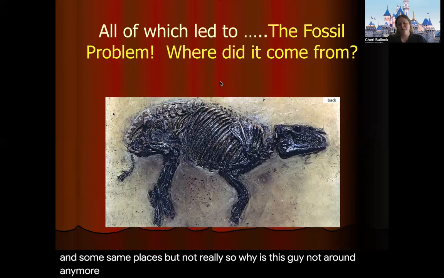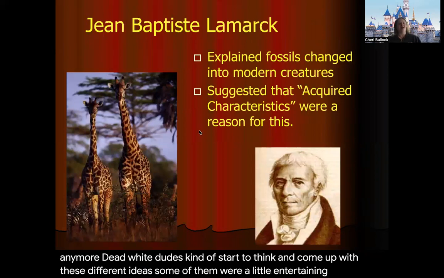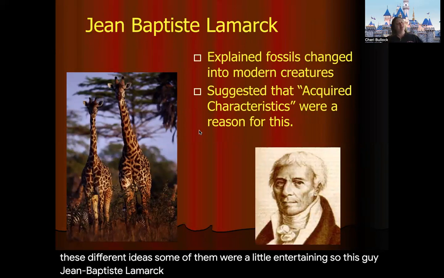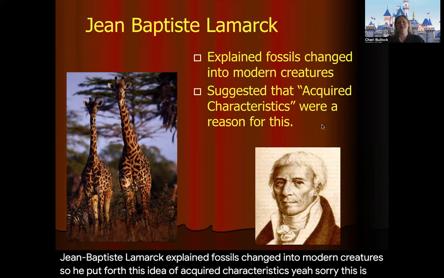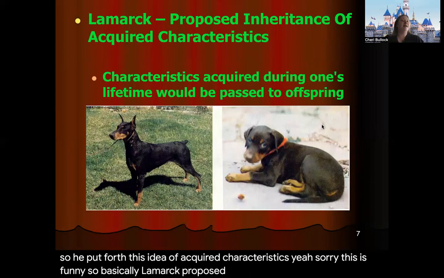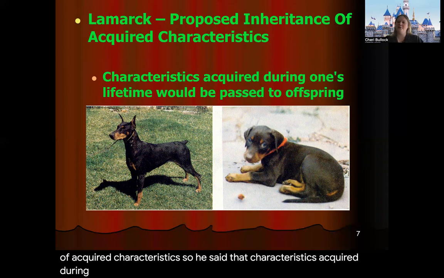This is a problem. So all these dead white dudes started to think and come up with different ideas. Some of them were a little entertaining. This guy, Jean-Baptiste Lamarck, explained that fossils changed into modern creatures. He put forth this idea of acquired characteristics. Yeah, sorry, this is funny. Basically, Lamarck proposed the inheritance of acquired characteristics. He said that characteristics acquired during one's lifetime would be passed to the offspring.